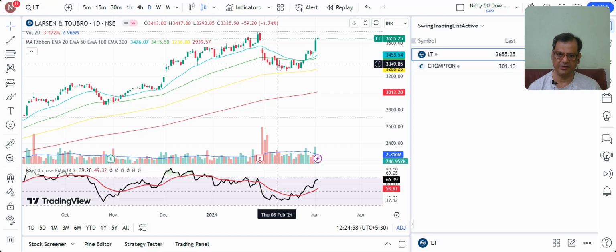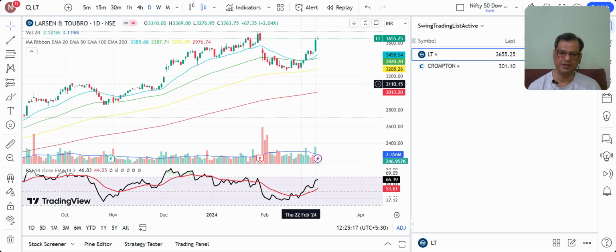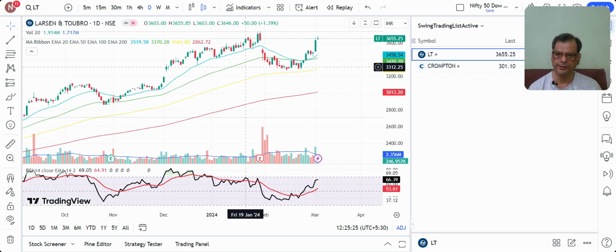If you see here, the volumes have reduced, and as the price again starts going up, the volume starts to increase. For the cup and handle pattern, I had to search through a lot of stocks. This is a bullish pattern, but it is not easily found because I had to go through a lot of stocks, and I have cherry-picked these two stocks, Larsen and Toubro and Crompton here.